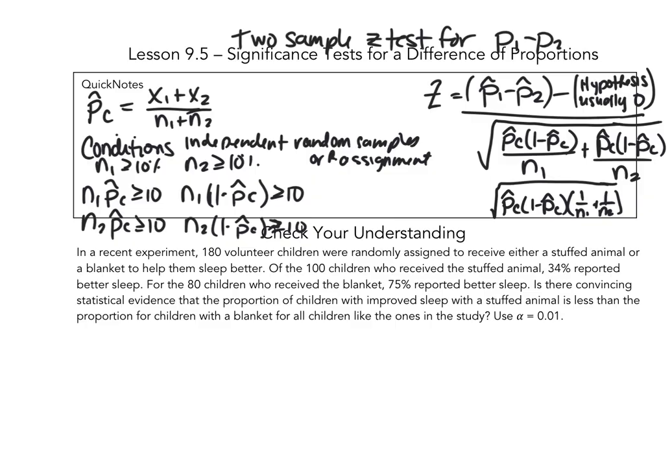We have to make sure we're checking that it's independent random samples. We need to check that both samples separately are less than 10% of the population. And then we're going to check both n1 times p combined and n1 times 1 minus p combined, and then n2 times p combined and n2 times 1 minus p combined. So we're going to use p combined for our large sample condition and for our standard deviation.